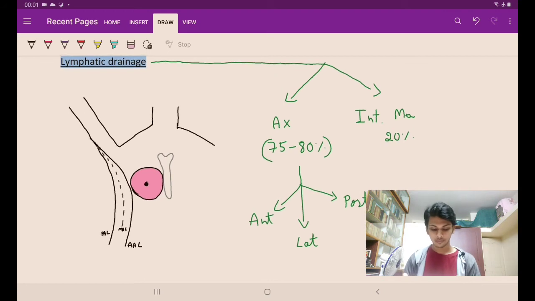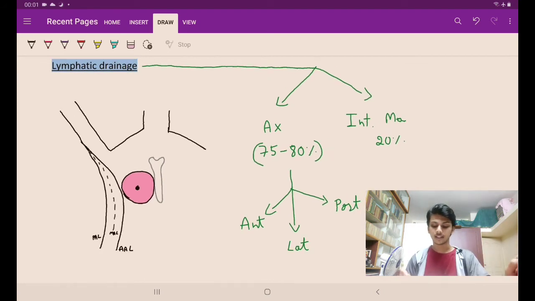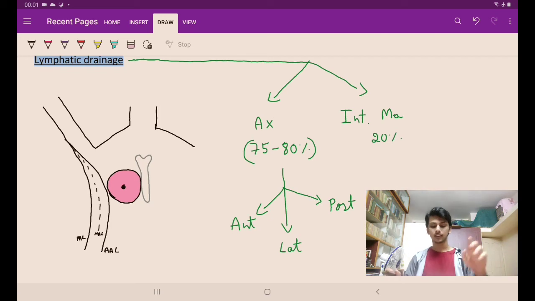Now see, there is the lymphatic drainage of the breast. Lymphatic drainage of the breast happens mainly to two groups of lymph nodes, the axillary group and the internal mammary group.